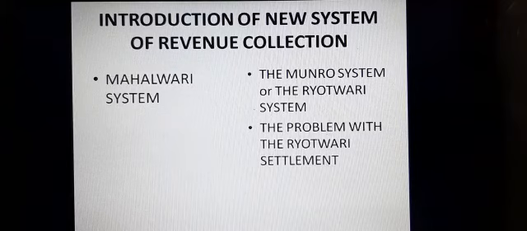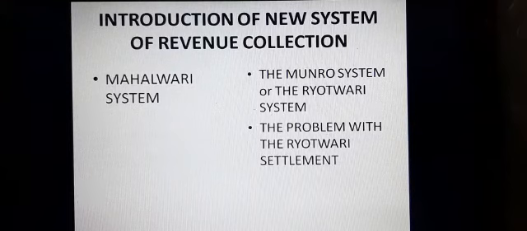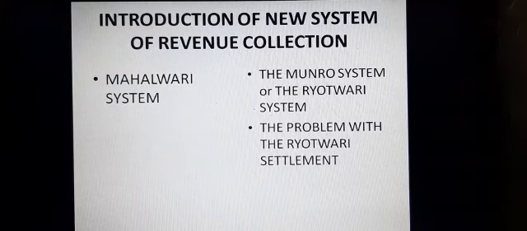Then the Munro system, or the Ryotwari system. The British adopted a new method of land revenue in the south and southwestern India. The new system devised here came to be known as the Ryotwari system.